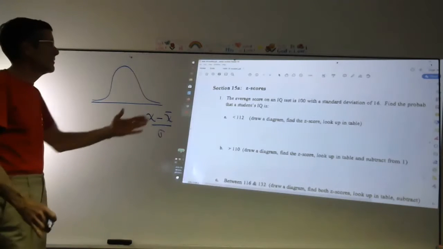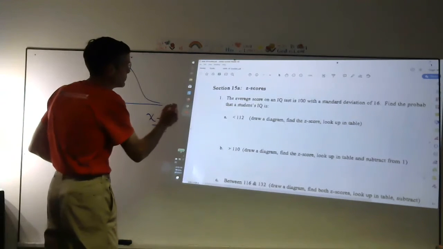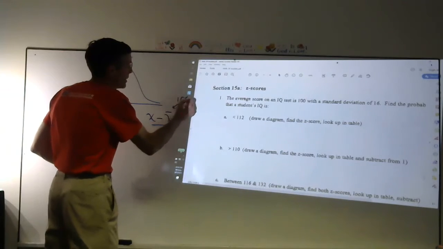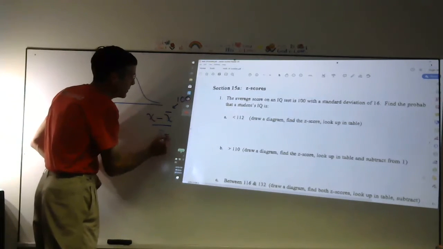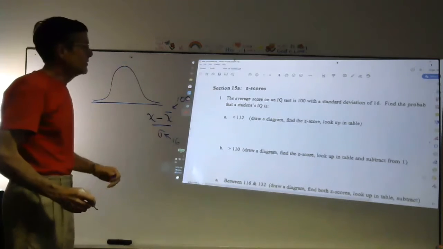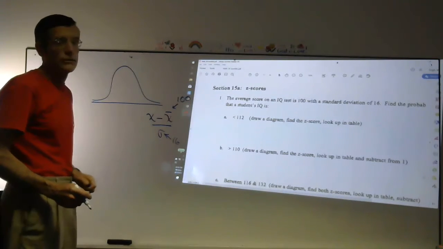All right, so for instance, looking at this problem, the average score in an IQ test is 100. So we know that this is 100. Standard deviation is 16. We know that that is 16. It says find the probability that a student's IQ is less than 112.